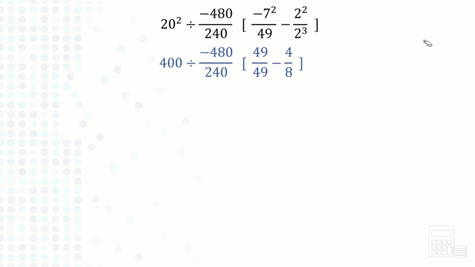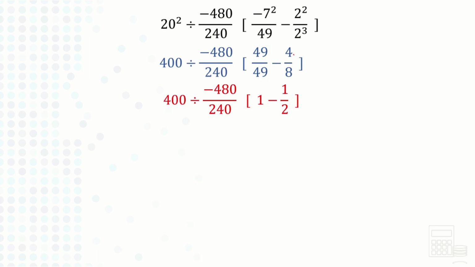Then we have 49 over 49 minus 2 to the power of 2, which is 4, over 2 to the power of 3, which is 8. So 4 over 8. Now we keep on going with the next one, and we know 49 divided by 49 is 1. So we simplify: 4 divided by 4 and 8 divided by 4, and it is going to be 1/2.